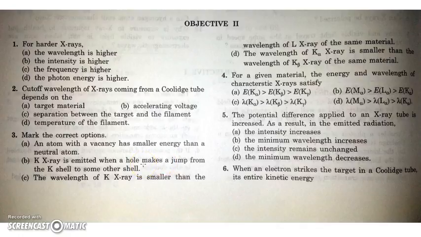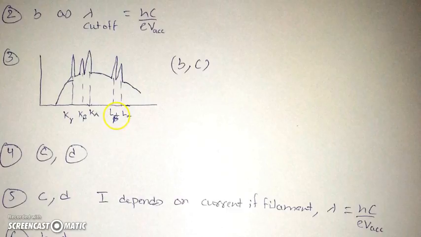And comparing between the two shells, we can say that option B, which is how a hole moves from shell 1 or shell K to any higher shell, or an electron jumps from higher shell to K shell, forms the X-rays, and the wavelength of K alpha is smaller than L. Obviously, they have to be smaller because the K series has more energy in comparison to L series. Okay. You can look at the diagram.